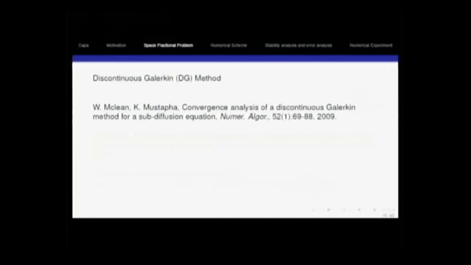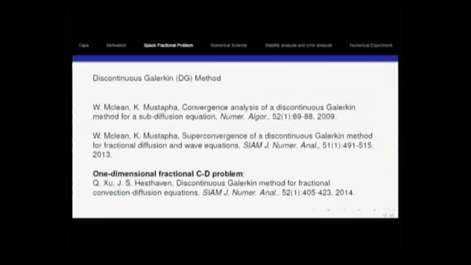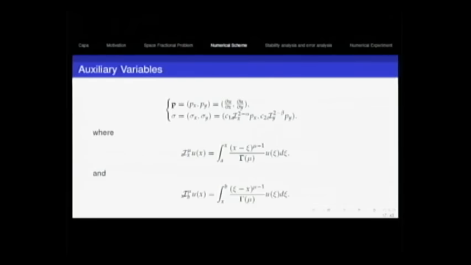And they consider, how to say, there are 2 papers that discuss the discontinuous analytic method for the fractional differential equation. These 2 papers were published in 2009 and 2013. In fact, the theoretical result appeared in these papers for the spatial fractional differential equation. This is 1 dimension, not 2 dimensions. Okay. So now we want to solve the problem.